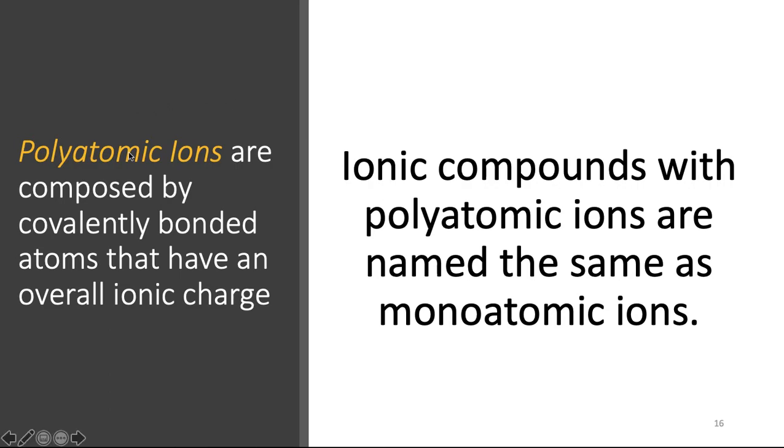When we have ionic compounds that contain polyatomic ions, they are named the same as with monatomic ions. If the ionic compound has a metal that only forms one type of ion, we name it as the name of the metal plus the name of the polyatomic ion. If we have a metal that forms several ions, we name the metal, specify the charge in Roman numerals, and then add the name of the polyatomic ion.